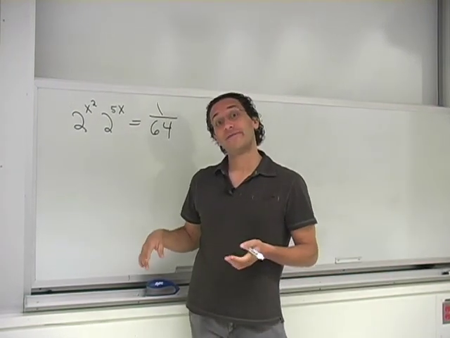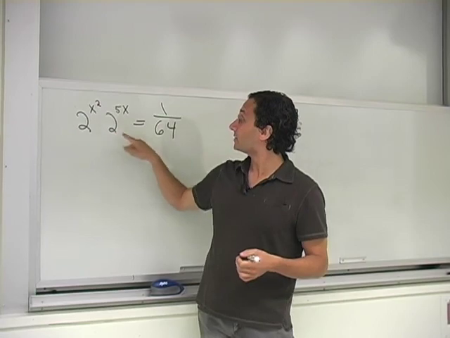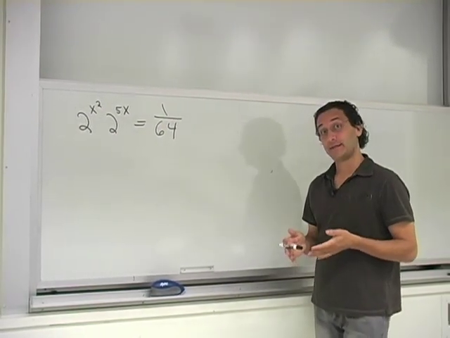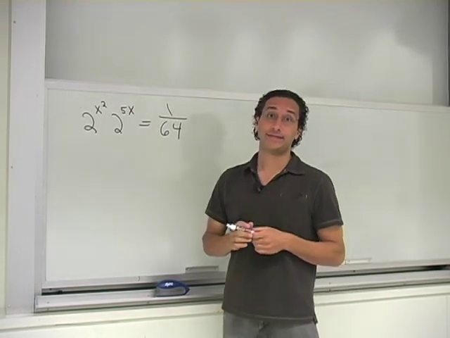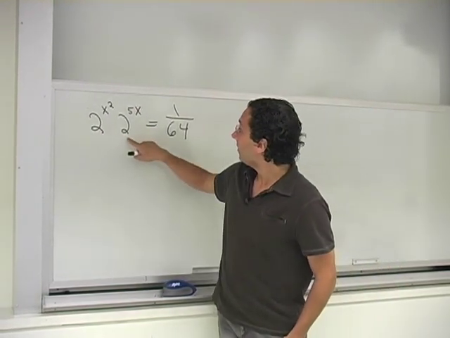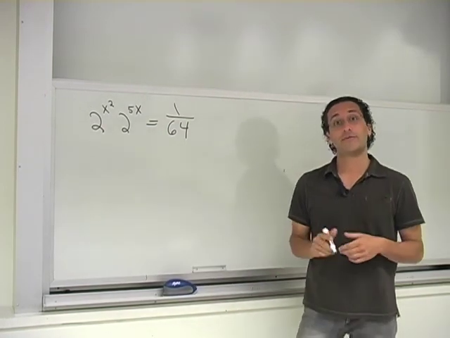All right, here we have an exponential equation that we'd like to solve. And in order to solve this one, what we're going to do is find the same base on each side and then set the exponents equal to each other. So I've got 2's here. So my question is, is 1 over 64 somehow related to 2?